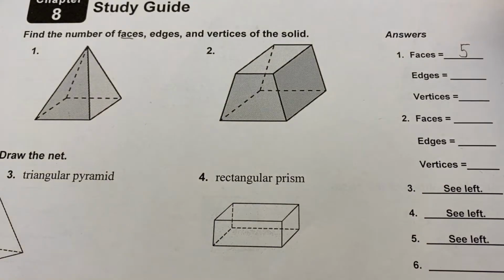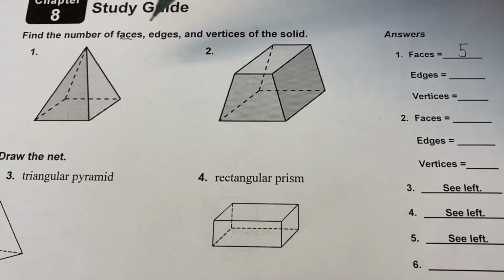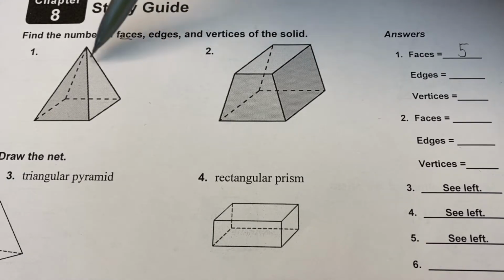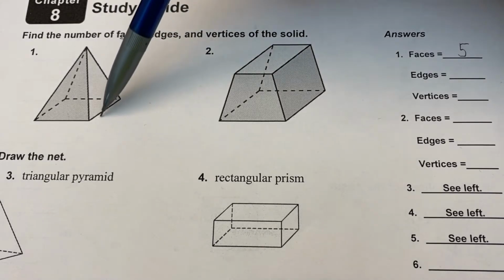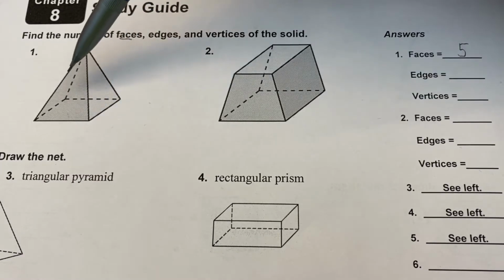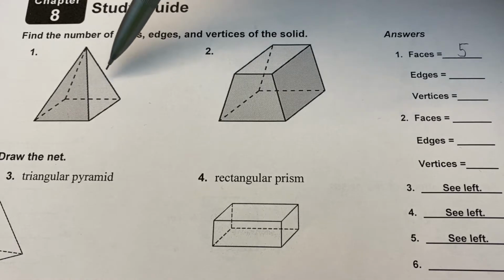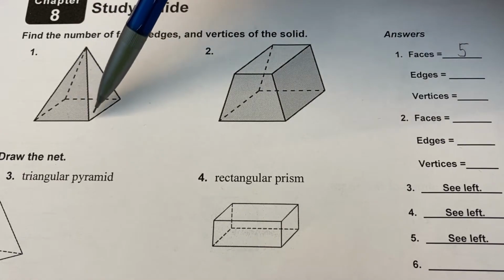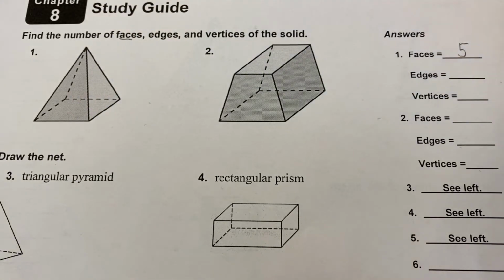5 faces. Number of edges, so remember that edges are the segments that connect 2 different faces together. So this segment here would be an edge. This line segment here would also be an edge. So counting the number of edges, you have 4 edges on your square base, so that's 4. And then you have 4 edges connecting the triangles of your pyramid. So you have 1, 2, 3, 4, 5, 6, 7, 8 edges. So we put 8 edges there.